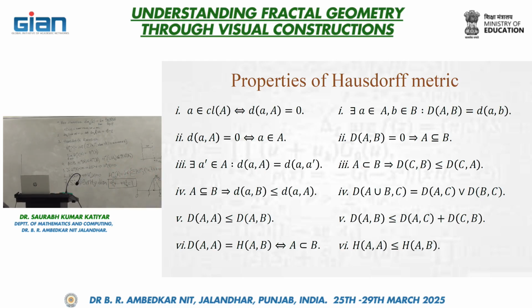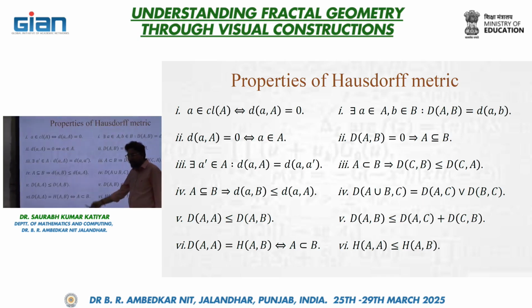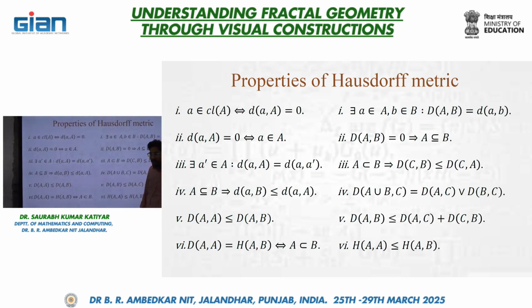properties you just verify. I will give you these slides, like D of A comma A is less than or equal to D of A comma B, and D of A comma A is equal to H of A comma B if and only if A is a subset of B. Okay, so these properties we will use when we prove that the Hausdorff space is complete, or compact. This type of properties we need. So you just go through these properties and try to verify them on your own.